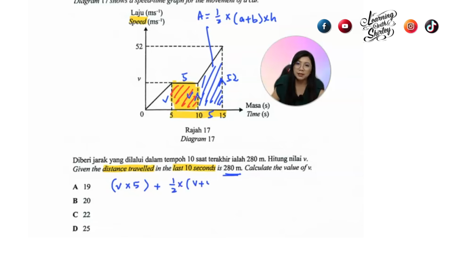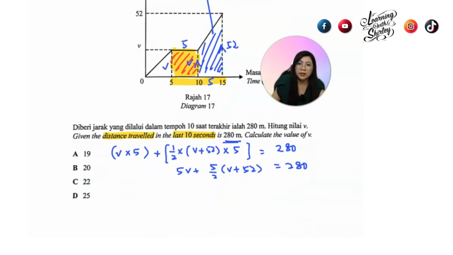So that's V plus 52, and then times the height, which is 5, in square brackets, equals 280. Now we're going to expand this. So we have 5V plus 5 over 2, and then V plus 52, equals 280.